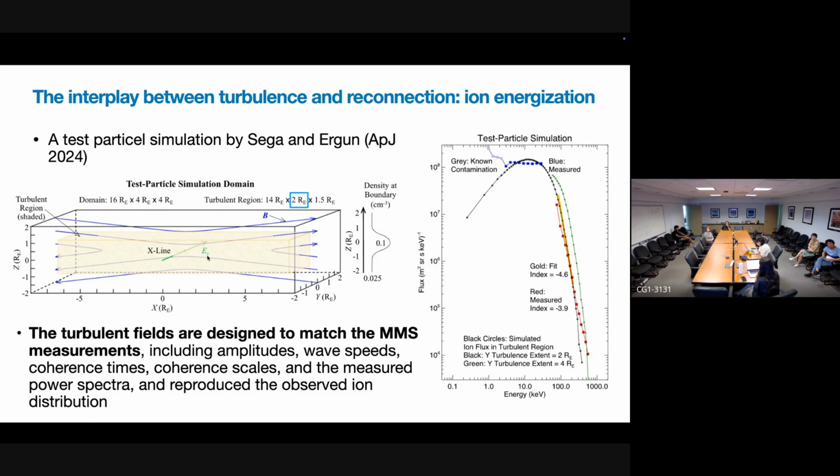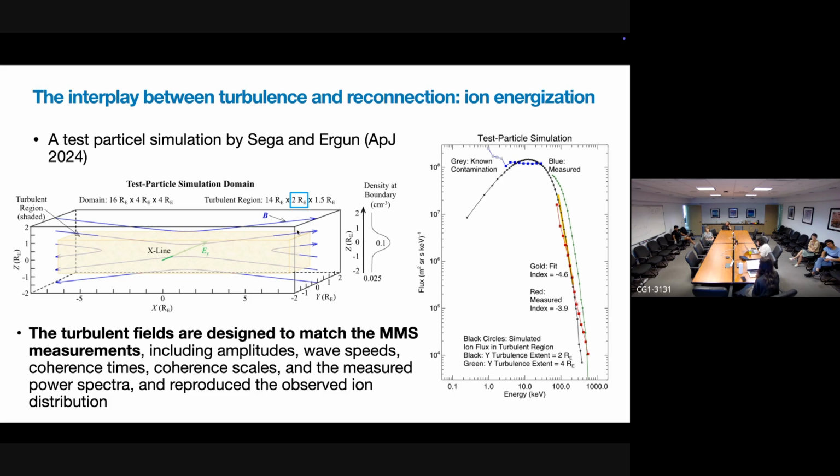And we added the reconnection electric field, EY, here. So the reconnection is naturally happening. We force the geometry of the field line to look this way, so we can investigate how the particles react to the geometry. And on top of the reconnection current sheet, we also use the MMS observation to reproduce, as realistically as possible, the turbulent fields. It has both magnetic, electromagnetic parts and also electrostatic parts.